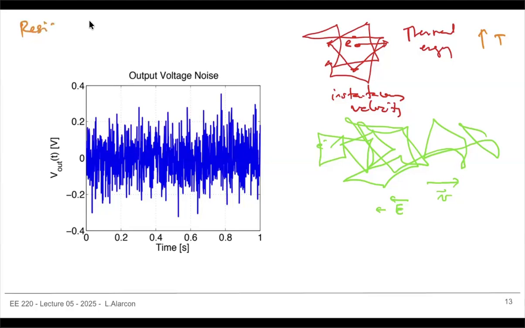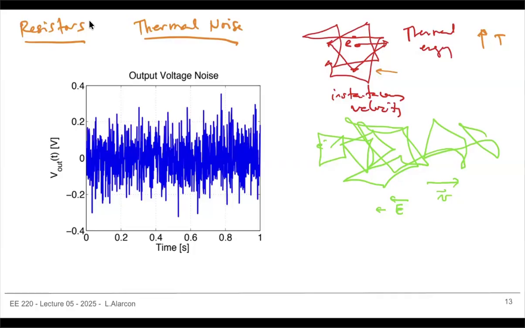Okay, so for resistors, what we get is increasing your temperature increases thermal energy and increases the velocity and pretty much the distance this electron moves. And we can measure that. And since it's dependent on temperature, this is known as thermal noise. Okay? Thermal noise is due to the random movement of electrons.